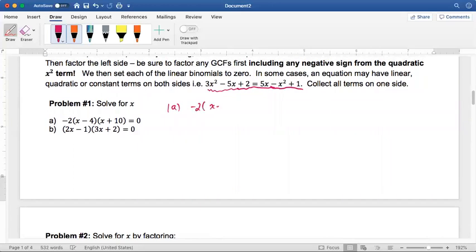So we have negative 2 times x minus 4 times x plus 10 is equal to 0. It follows that either this first binomial is 0 or the second binomial is 0. And I love drawing hearts around this because it drives my students crazy when I do that. So x has to be 4 or x has to be negative 10. If you go back and substitute that into the original equation, if you put 4 into this binomial, it'll be 0, and the entire left side will be 0. Or if you put negative 10 into the second binomial, it will be 0.